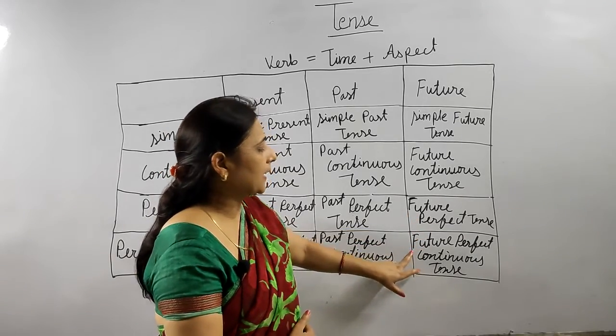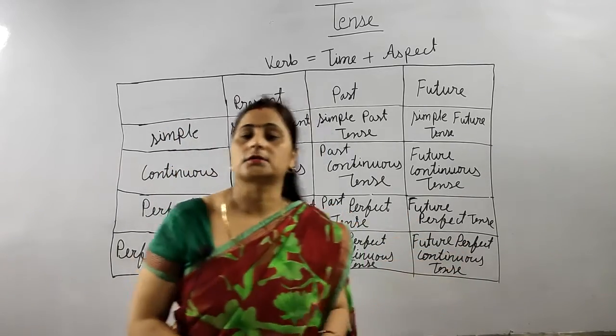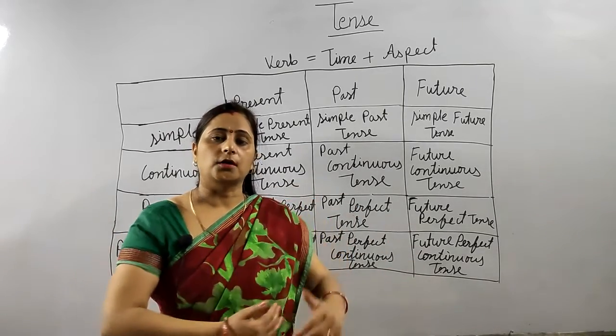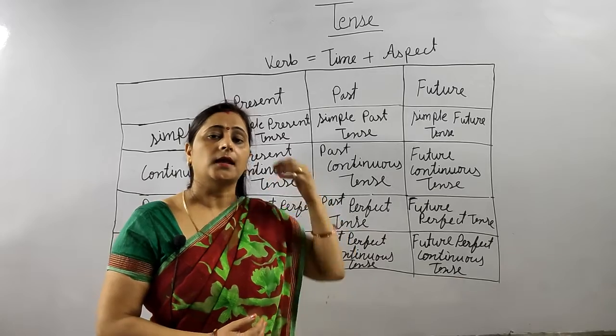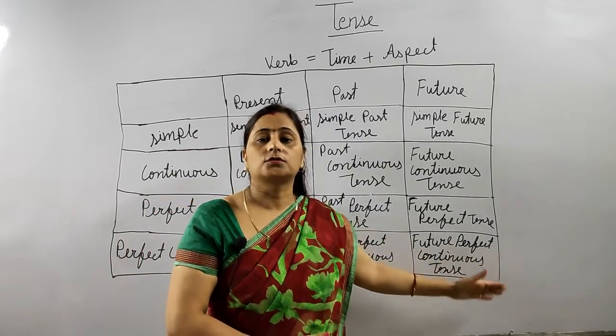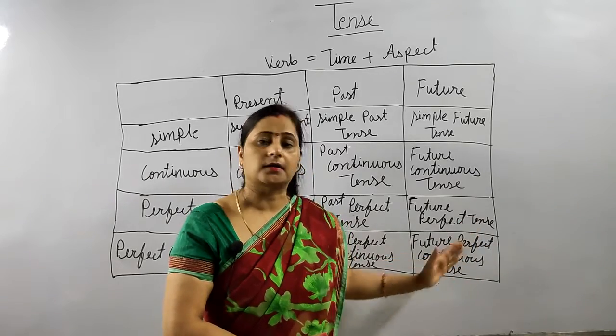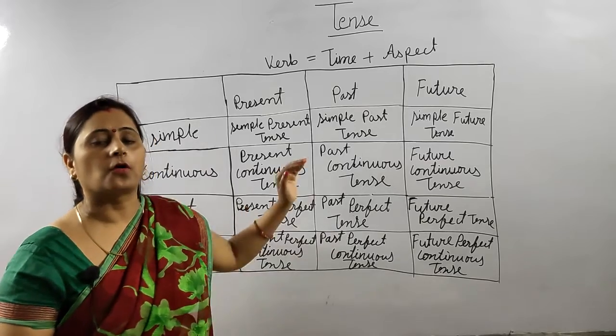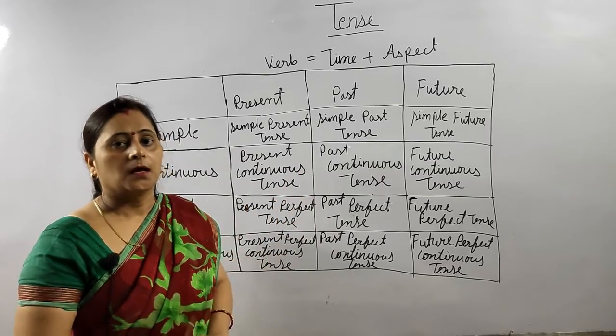The same thing again, the future perfect continuous tense. Again, it means it is also continuing, the work has been started in the past and is moving till the future. It is a future perfect continuous tense. So it was the explanation of all the forms of the tenses.